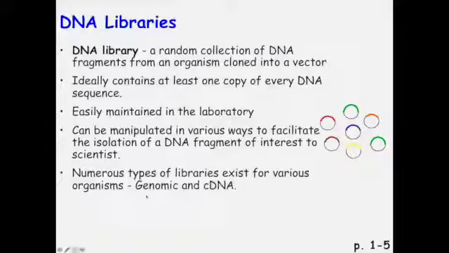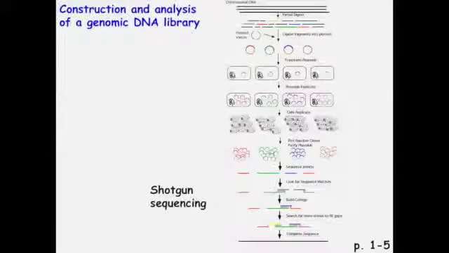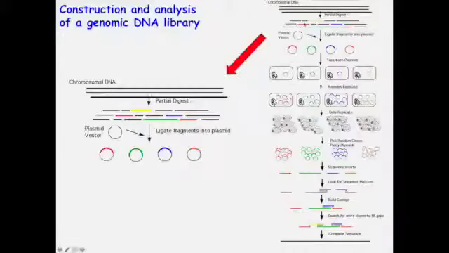You can make libraries for genomic DNA or cDNA, which we'll talk about in a second. So in the construction of a genomic DNA library, which is done when you're sequencing huge genomes, you can use a process called shotgun sequencing. There are other processes, but this is just one of them. And again, it's the same type of process, where instead you're starting with a chromosomal piece of DNA.